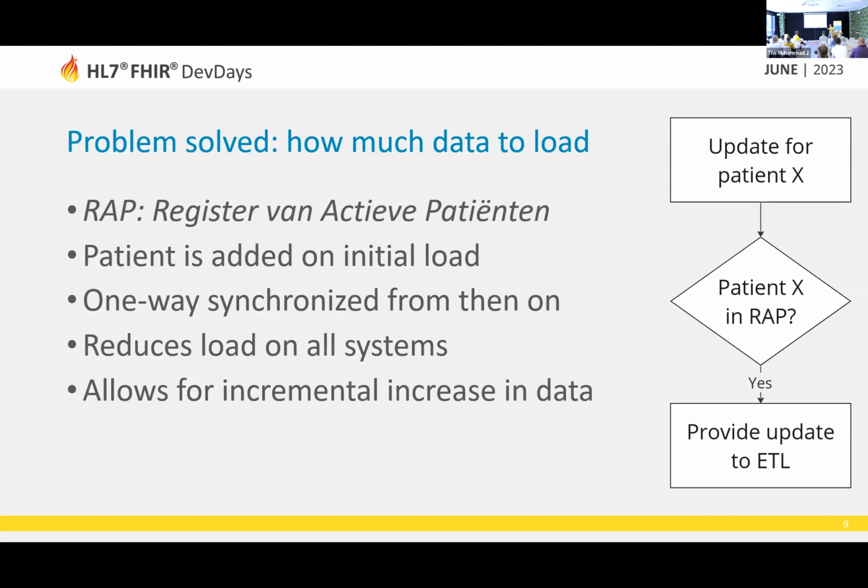And what happens is that the first time you load a patient, so when a patient becomes active, you do this initial load. You reach out to all of the source systems, you get all of the data, you transform it, you load it into the FHIR server, and then you keep track of the fact that this patient has become active. So any subsequent updates in one of the source systems will inspect the RAP. Is this an active patient, yes or no? And if it's an active patient, it will feed the data to this ETL pipeline that then transforms it to FHIR.